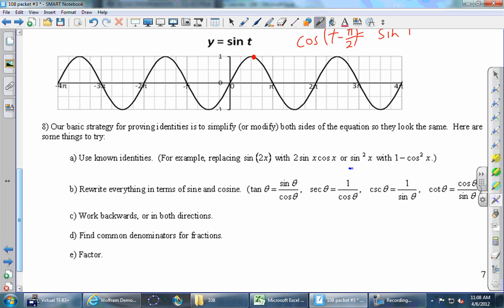Okay, so we've already used this one a couple of times today. Sine squared is 1 minus cosine squared. This sine 2x is a new one. We saw it earlier. I haven't proven it yet, but let's add it to our list of tricks, things that we can use. We'll go to B for Richard.